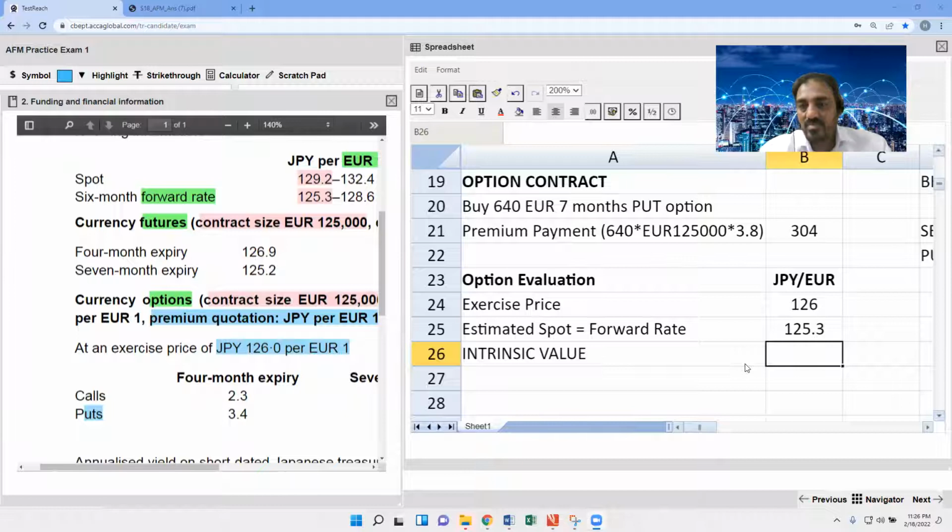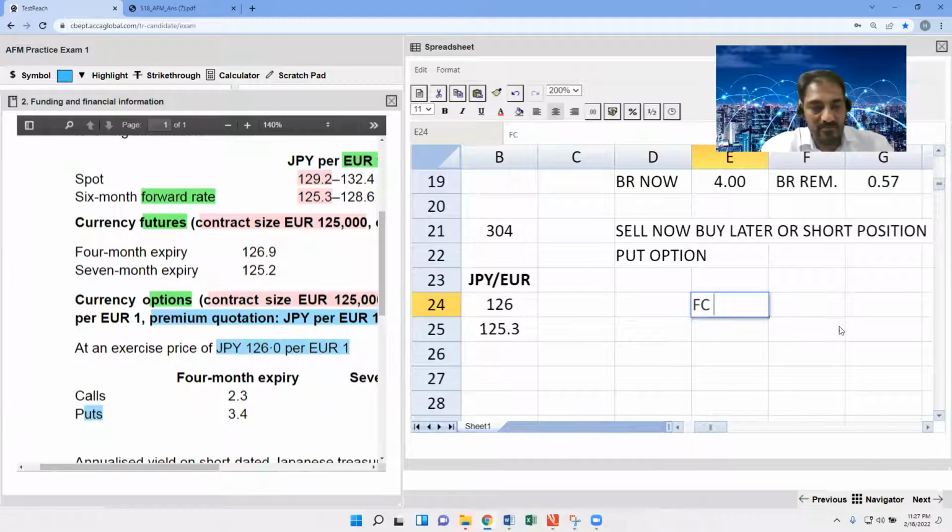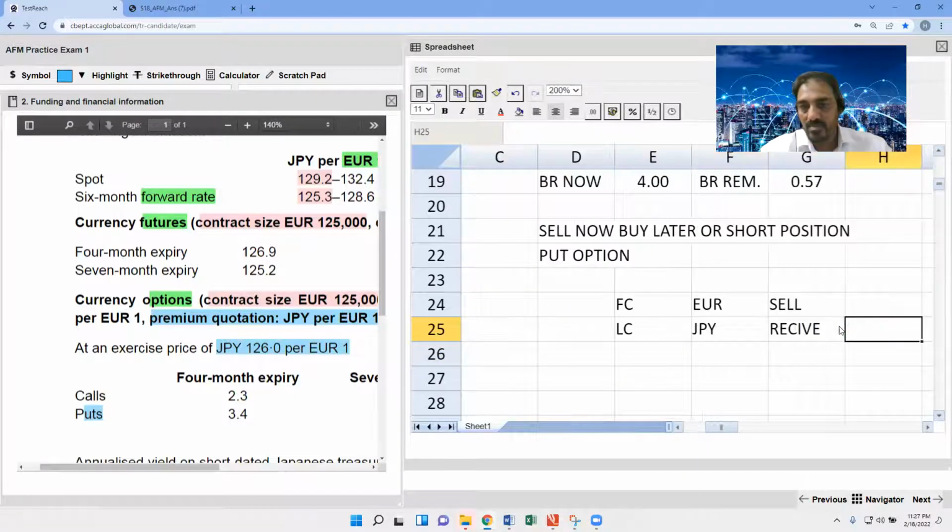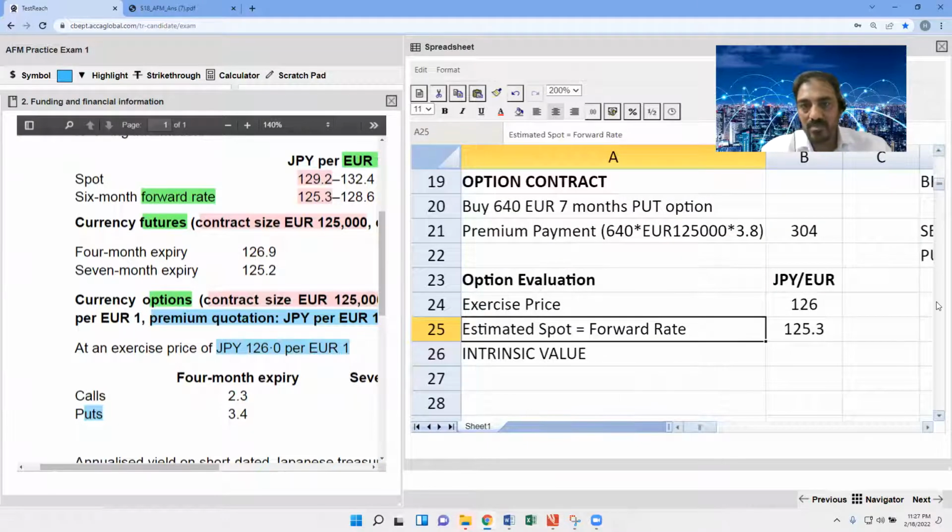Once again, read it very carefully. Whenever you are evaluating an option, the very important thing to consider is which one is your foreign currency and which one is your local currency. Here the foreign currency is euro and the local currency is Japanese yen, JPY. Number two, you actually sell the foreign currency and receive the local currency.